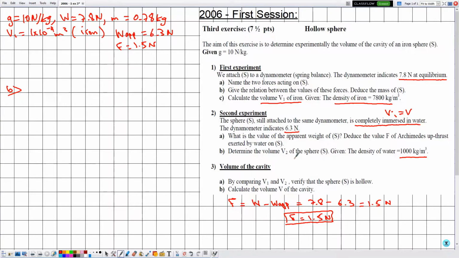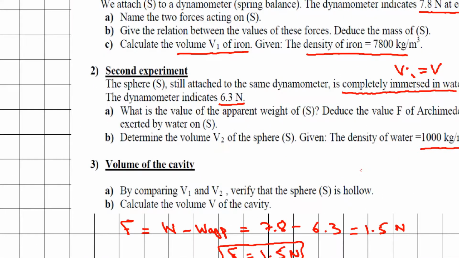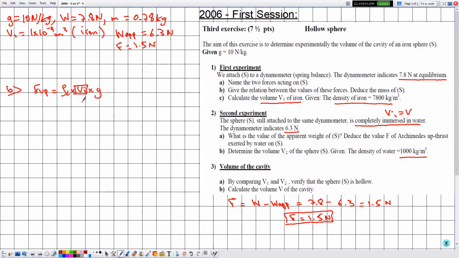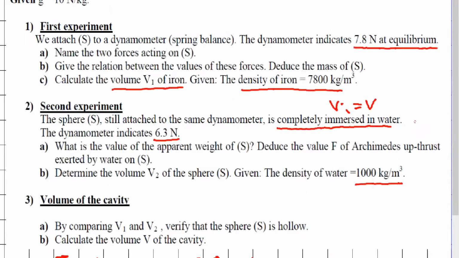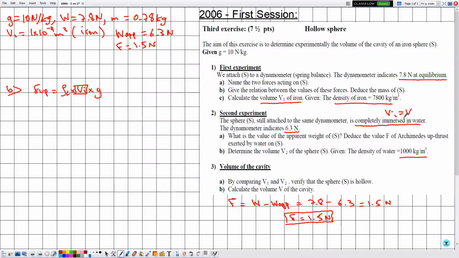So we know that the immersed volume and the value of F are related via the following formula: F upthrust is equal to the density of the liquid times the volume of the immersed part times g. We are interested in determining the immersed volume, or the volume. Notice that here they are asking me about the volume V2 of the sphere and not the immersed volume. But whenever we are able to calculate the immersed volume, problem solved, because here we have that Vi is equal to V. So first let's determine the immersed volume, then we will justify why V2 is equal to Vi.